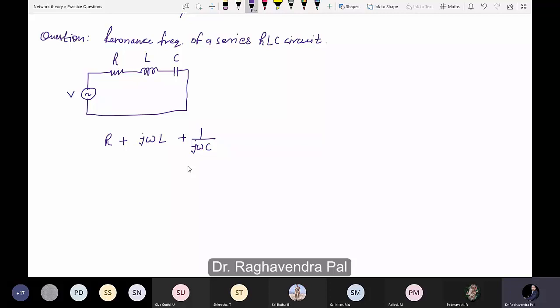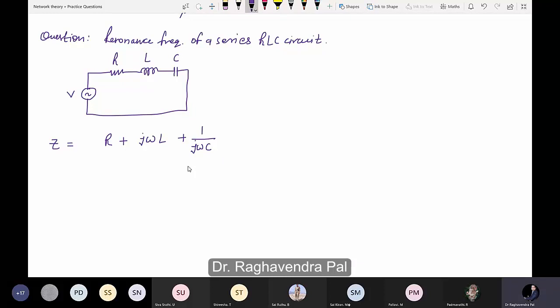All three are in series. So that is why we have summed it: R plus j omega L plus 1 by j omega C. Okay, it is the resonance frequency. Sorry, the impedance of the circuit across V. Okay.